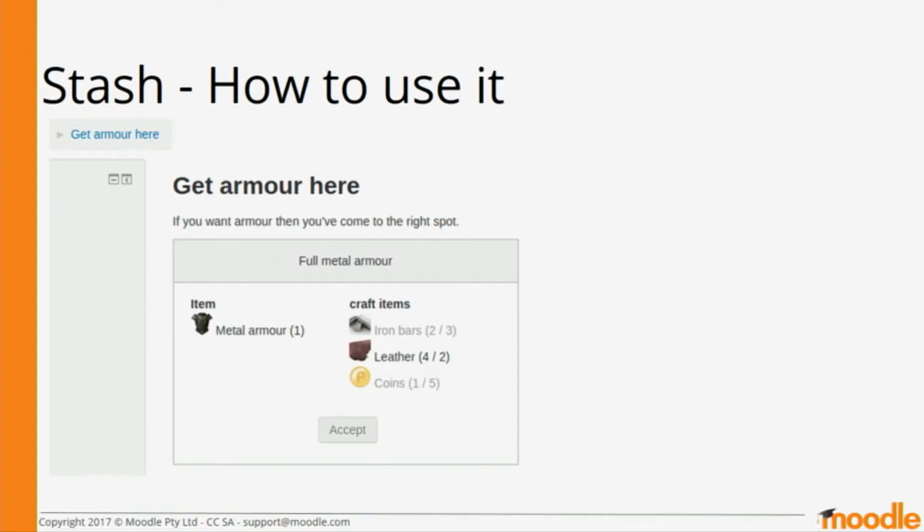This is an example of what a trade ends up looking like. In this situation, I want to give the student some metal armor, could be anything, and they have to accumulate the different bits and pieces to actually enable them to grab this item.